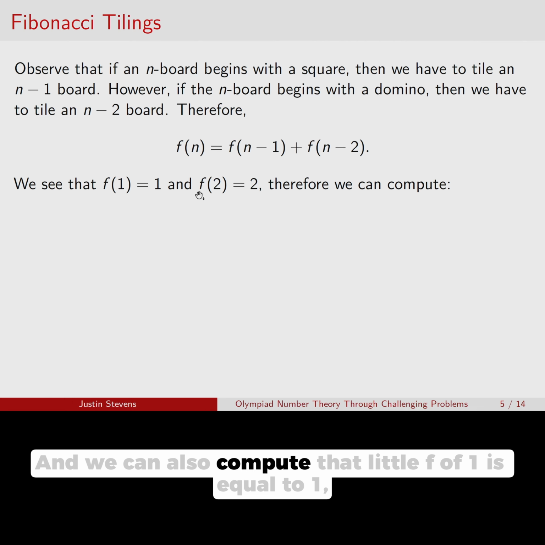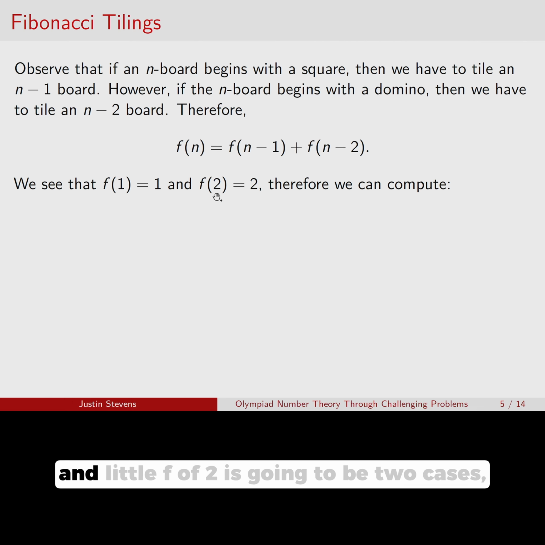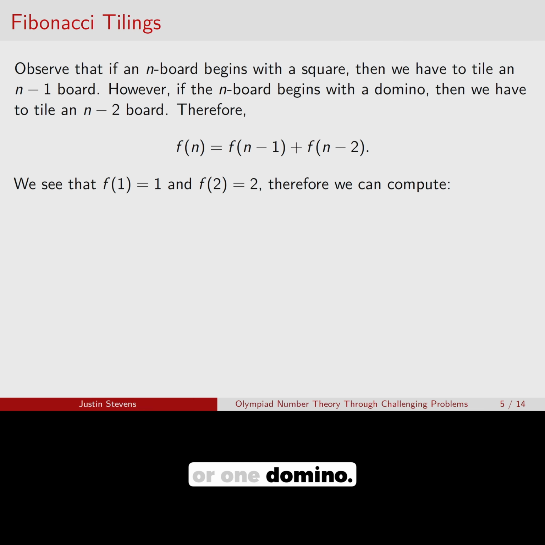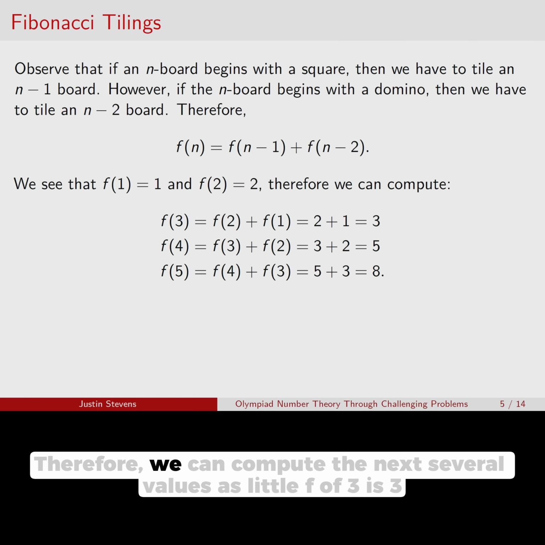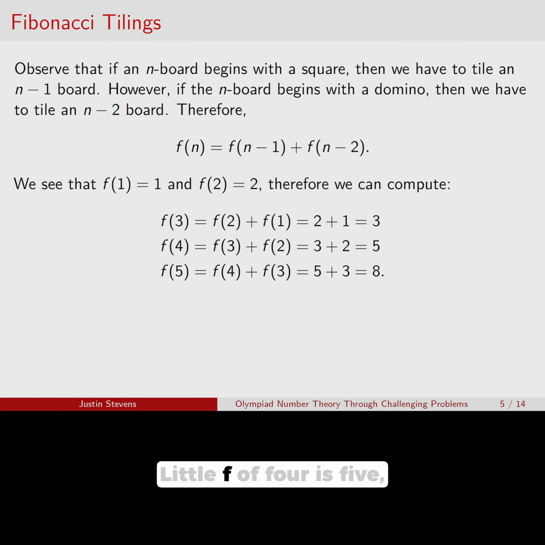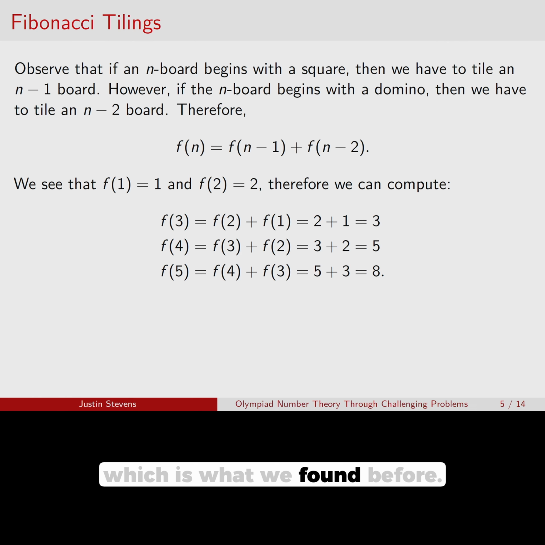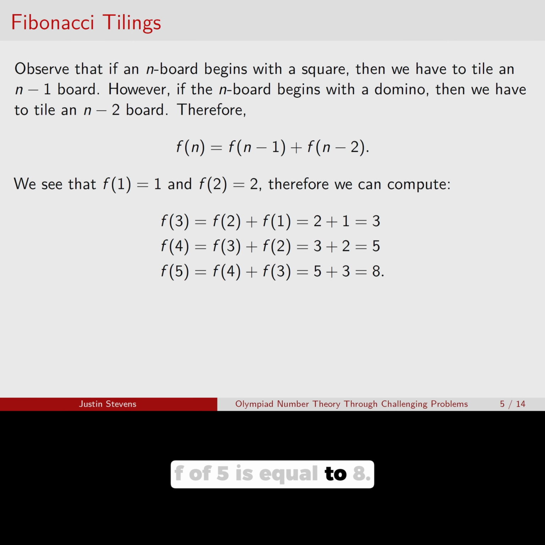And we can also compute that little f of 1 is equal to 1, and little f of 2 is going to be two cases because it can either be 2 squares or 1 domino. Therefore, we can compute the next several values as little f of 3 is 3, little f of 4 is 5, which is what we found before, little f of 5 is equal to 8.